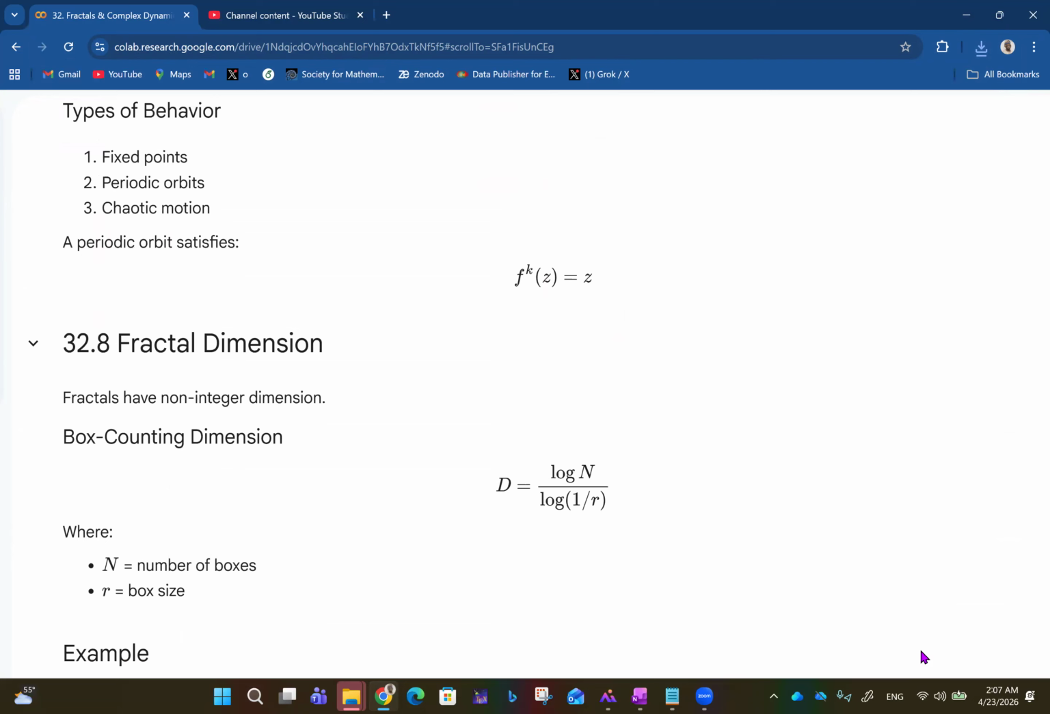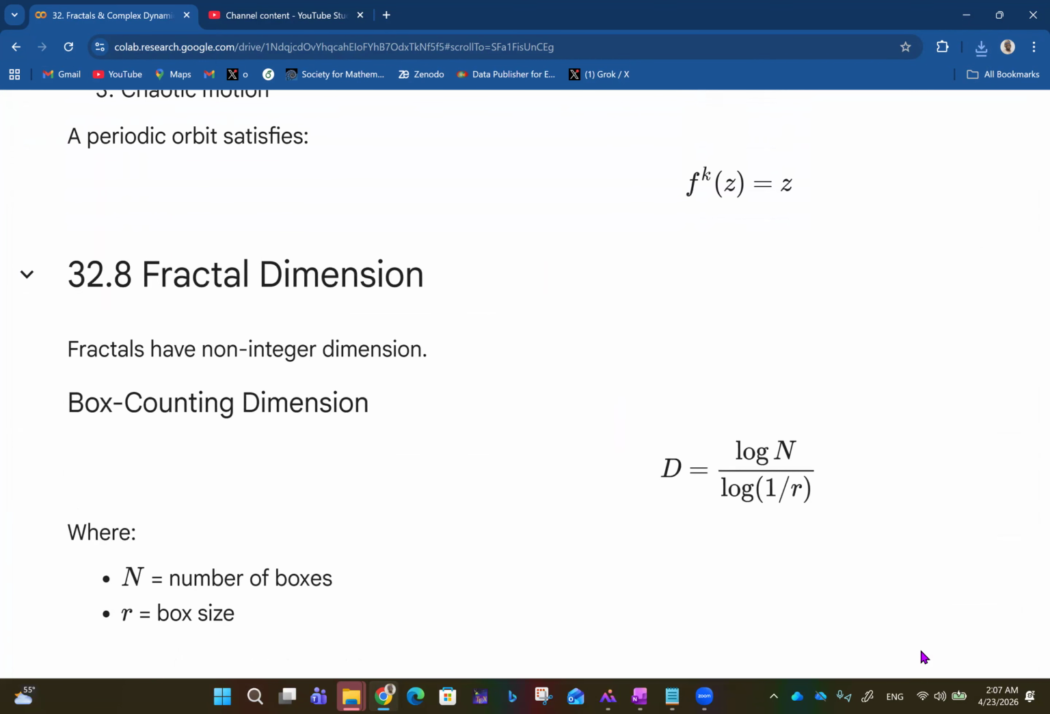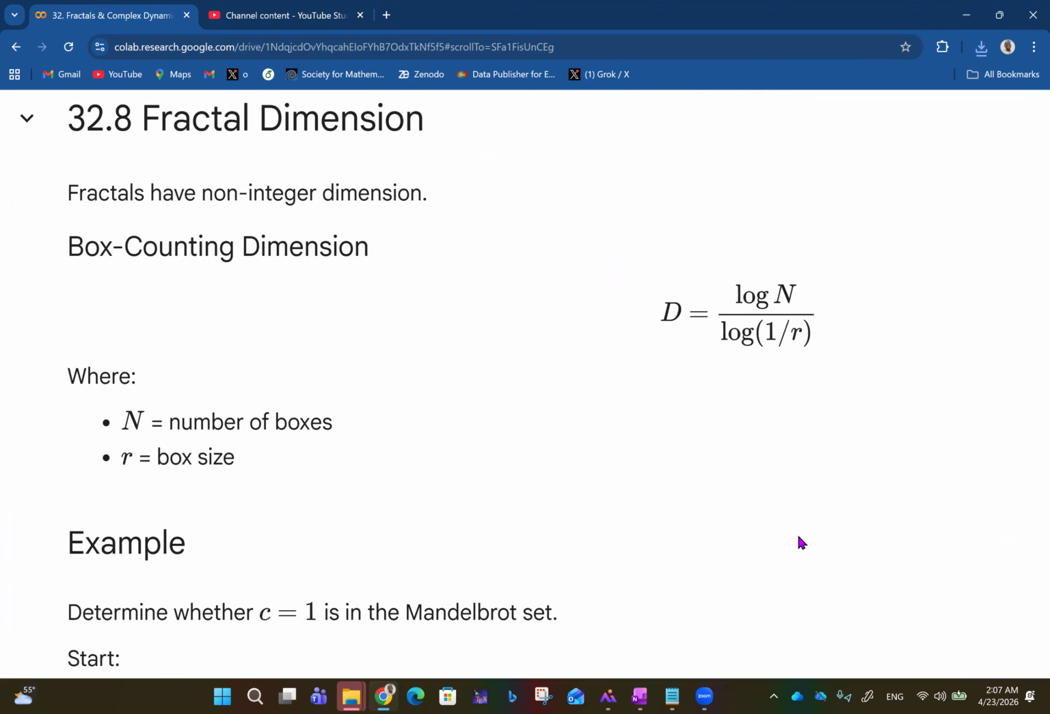And then we can talk about fractal dimension. What's the dimension of fractals? Fractals have non-integer dimension, by the way. So we have the box counting dimension, D equals the log of N all over log 1 over r, where N is the number of boxes and r is the box size.